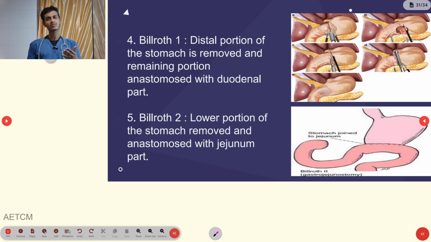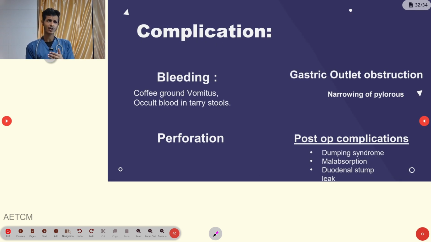And then the fourth is Billroth 1 and Billroth 2. Billroth 1 means we cut the distal portion of your stomach and then anastomose the remaining part of your stomach to the duodenum, that is Billroth 1. Billroth 2 means the lower or distal portion of the stomach is anastomosed with your jejunum, that is called Billroth 2.